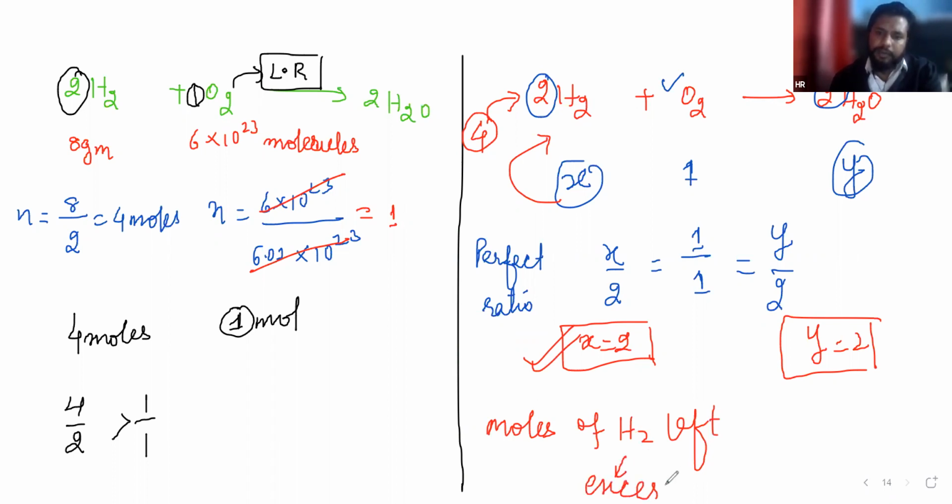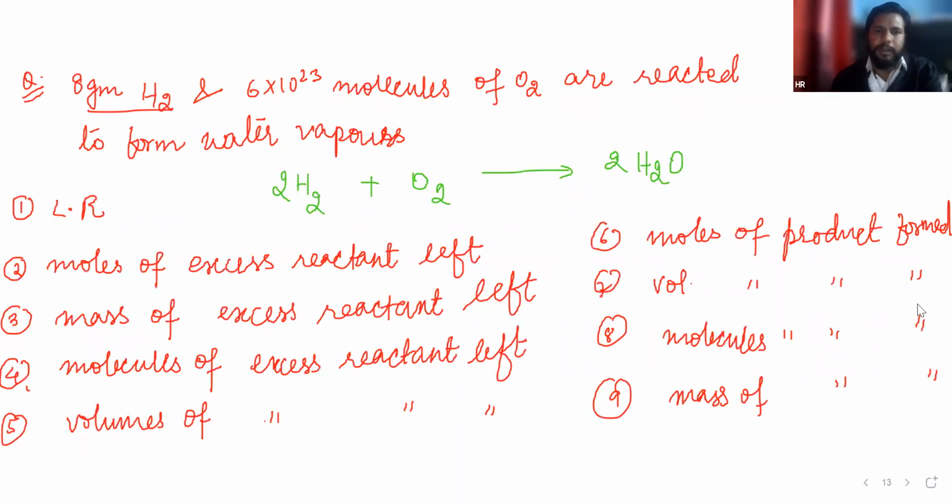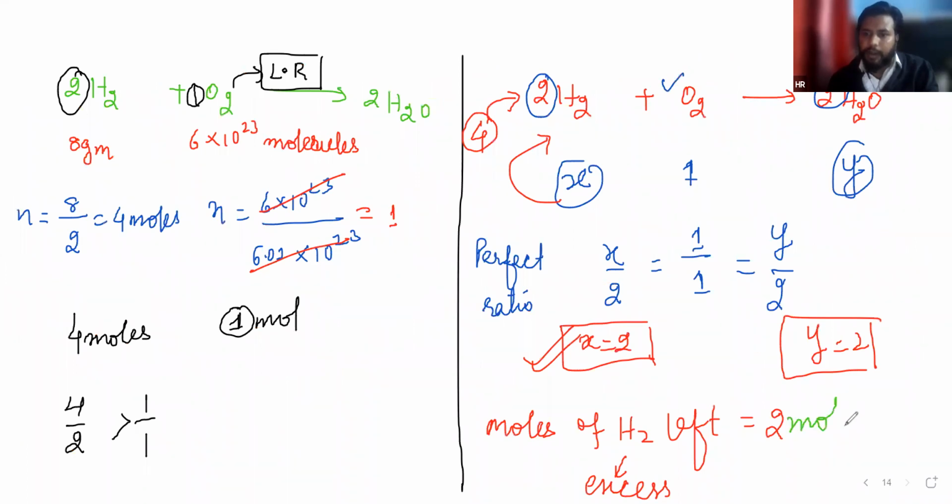H2 is in excess. Moles of H2 left is equal to 2. Now, according to the question, part C, the first answer is moles of excess reactant left will be 2 moles. Next, mass of excess reactant left. If 2 moles is left, then number of moles is equal to given mass upon molar mass.